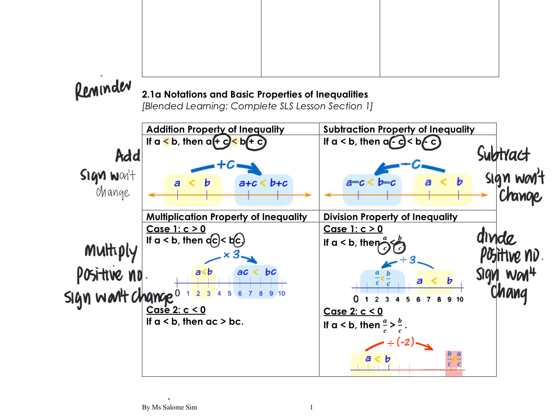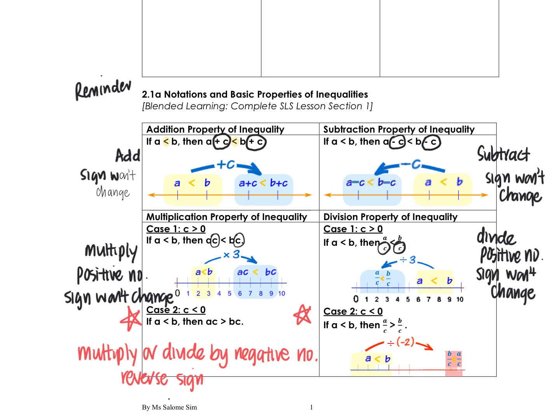The only instance where it changes is these two cases. When you multiply or divide by a negative number, you need to reverse the sign.